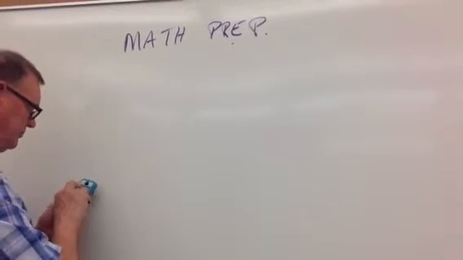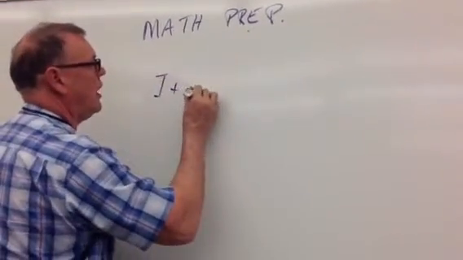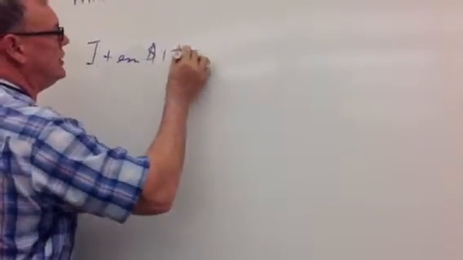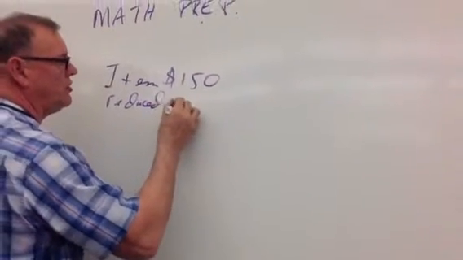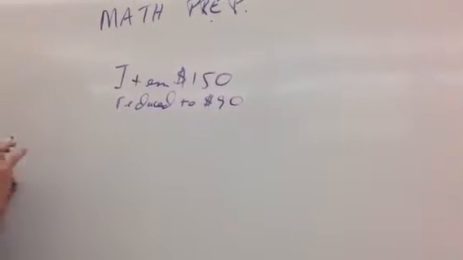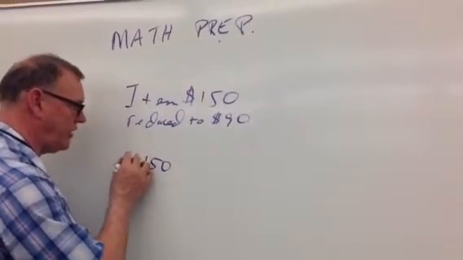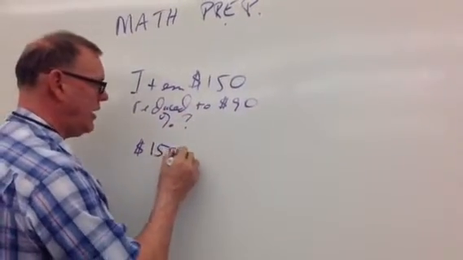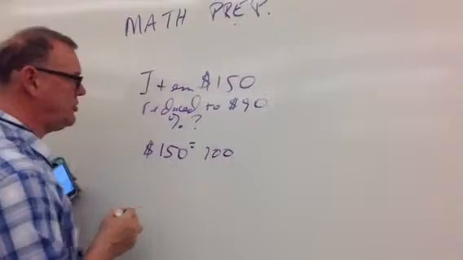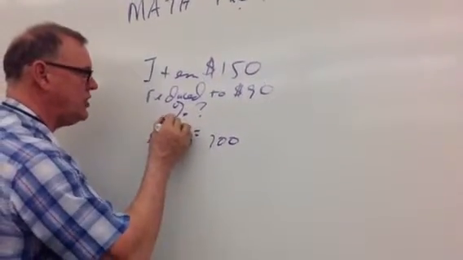All right. If an item starts at $150 and it's reduced to $90, what is the percent decrease? Well, 150 was the whole thing. And what have we said over and over again, that the whole thing is the 100%. So the 150 is the 100%. It goes down to 90.